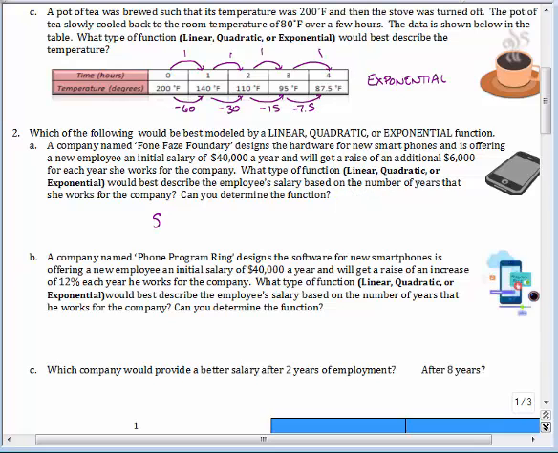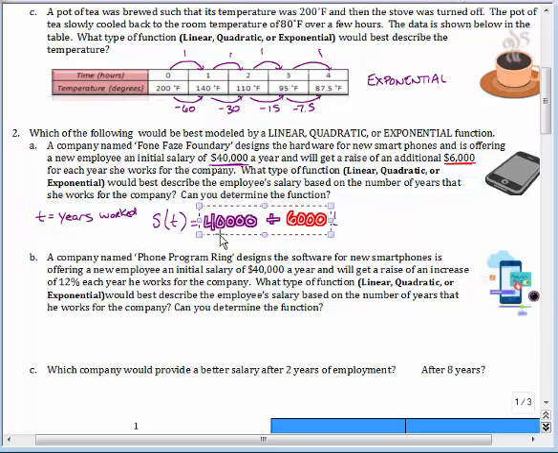Sure, let's call this salary of t, so I'll call it S of t. We start off with the initial base amount, which is 40,000. Then to that, we're going to add a rate, which they gave us: every year she works, she gets an extra 6,000, where t is in years. T equals years worked, and S of t is the salary. That's pretty straightforward in this case. We started with a base of 40,000, and we added 6,000 for every year worked.